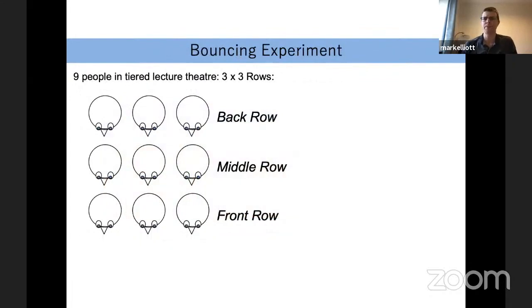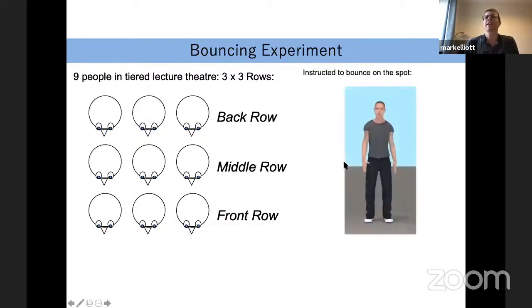So the first experiment was the bouncing experiment. We got a lecture theatre with 9 participants, in a 3x3 formation, so 3 people on each row, all facing forwards. It was a tiered lecture theatre, so they could see each other from behind, and we asked them to bounce on the spot.